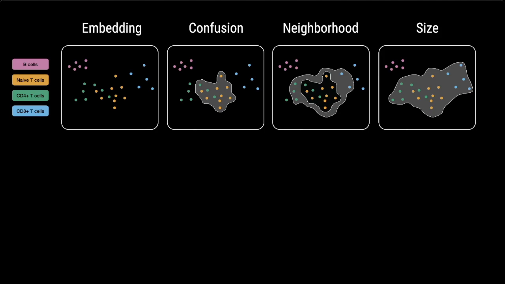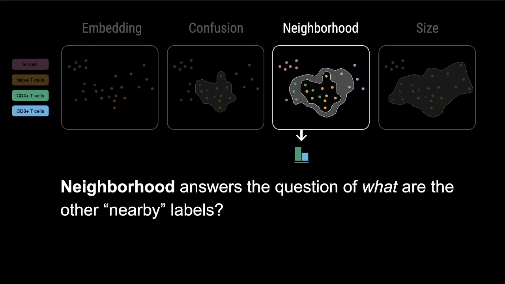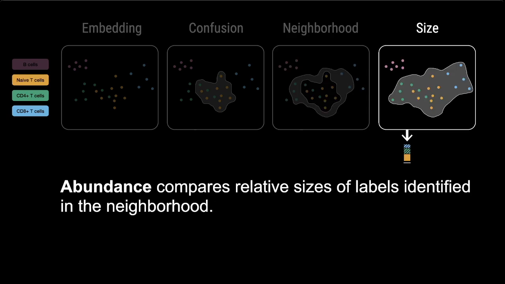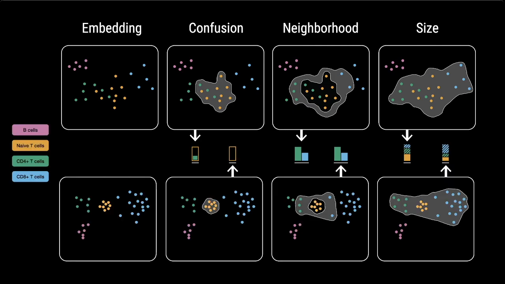So how does this comparison work conceptually? We break down our comparison into 3 steps that we call confusion, neighborhood, and size. Confusion measures the data point intermixing in the latent space to identify commonly confused labels. Neighborhood looks beyond the confusion region and identifies which other cell types are nearby in the embedding. And then finally, abundance compares the relative sizes of the labels that are identified within the local neighborhood. Each step of this process yields a representation that we can compute separately for different embeddings with shared phenotypes, and then compare between these two embeddings.